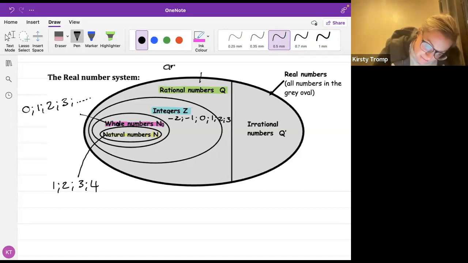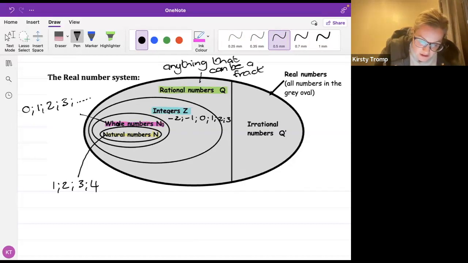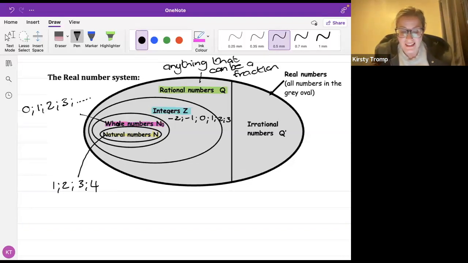So anything that can be a fraction. Guys, I just want to remind you that that includes things like the number 4. The number 4 is actually a rational number as well. Good, Abu, because 4 can be written as 4 over 1, which makes it a rational number.